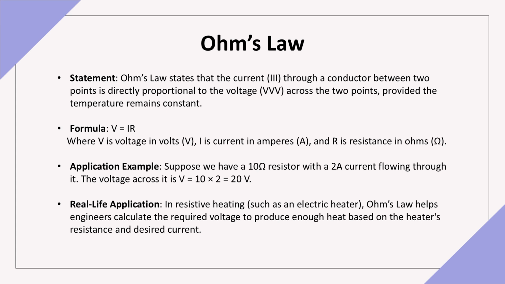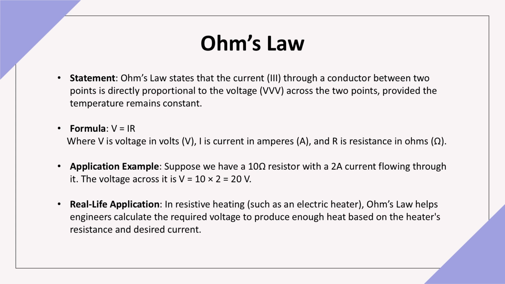It states that current through a conductor is directly proportional to voltage, assuming constant temperature. The formula V equals IR gives us a powerful tool for circuit analysis. Let's work through an example. If we have a 10 ohm resistor with 2 ampere current, applying Ohm's law tells us the voltage must be V equals 10 times 2 equals 20 volts.